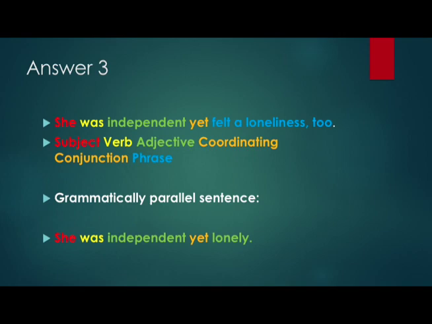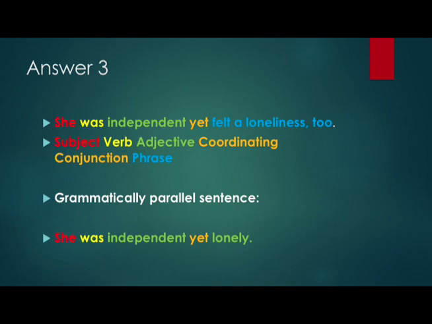So again, to make this parallel, we have to convert felt a loneliness too into a single adjective that can be parallel to the adjective independent. So the solution here would be, she was independent yet lonely. Okay. The other thing to keep in mind here, sometimes when students do this on the quiz, they will write, she was independent yet lonely too.